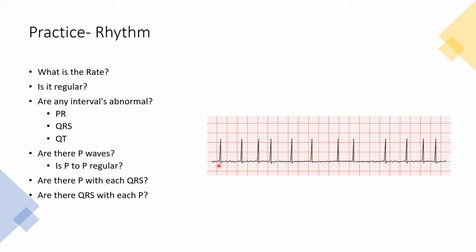Starting from the first ECG I see, and counting 10 boxes, 1, 2, 3, 4, 5, 6, 7, 8, 9, 10. I count 1, 2, 3, 4, 5, 6 QRSs in that 10-box, 2-second interval. So 6 times 30 is a heart rate of 180. This is an irregular, fast rhythm. Next, I need to check my intervals.